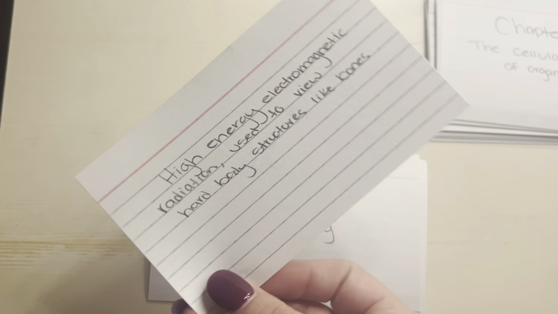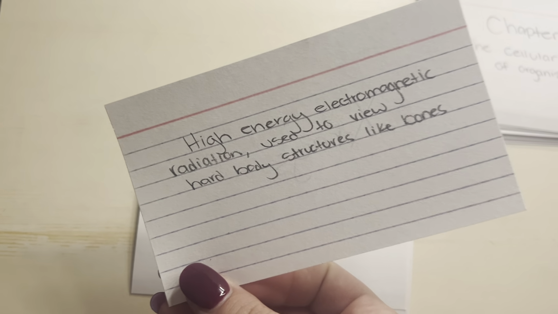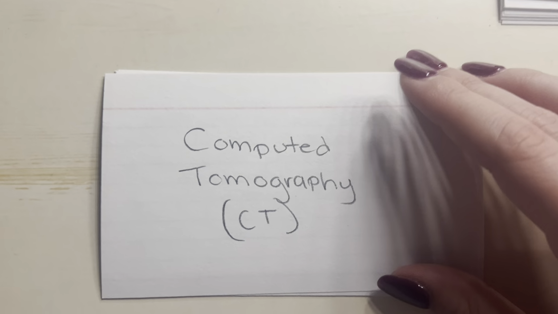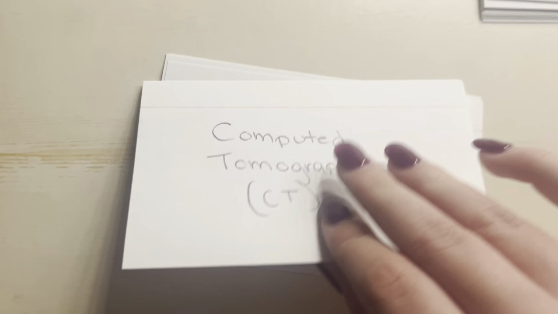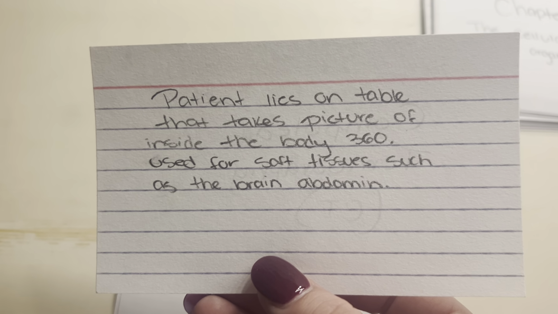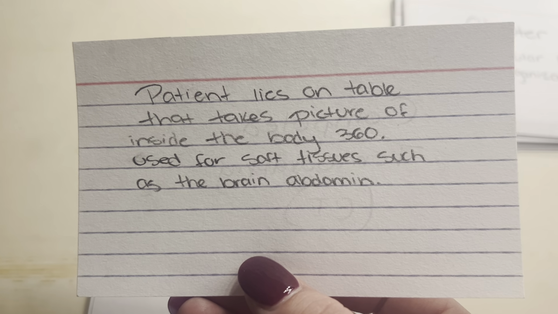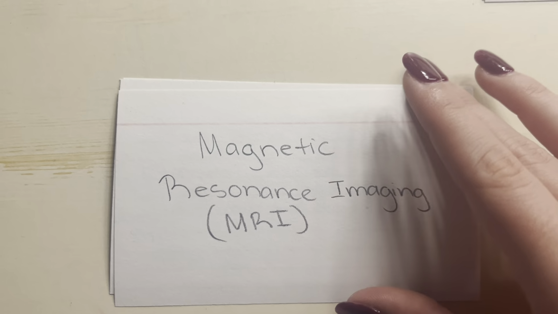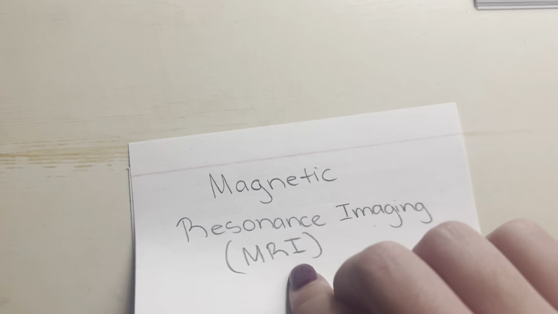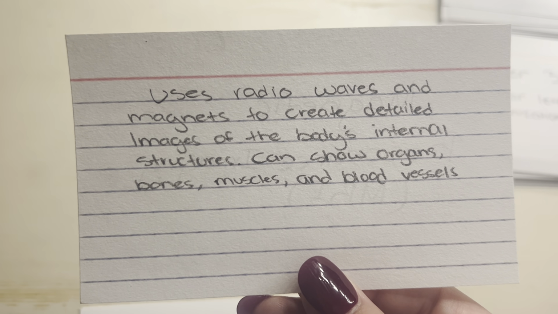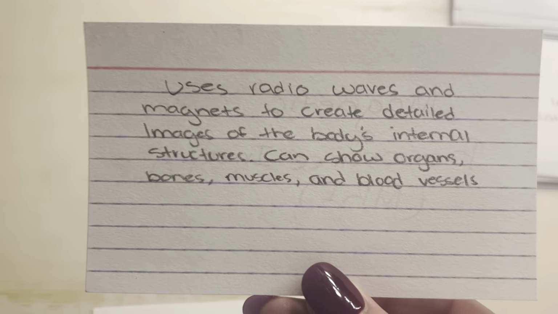X-rays are high energy electromagnetic radiation used to view hard body structures like bones. Computed tomography, or CTs, are where the patient lies on the table that takes pictures of inside the body at a 360 rate and used for soft tissue such as the brain or the abdomen. Magnetic resonance imaging, or MRIs, use radio waves and magnets to create detailed images of the body's internal structures, can show organs, bones, muscles, and blood vessels.